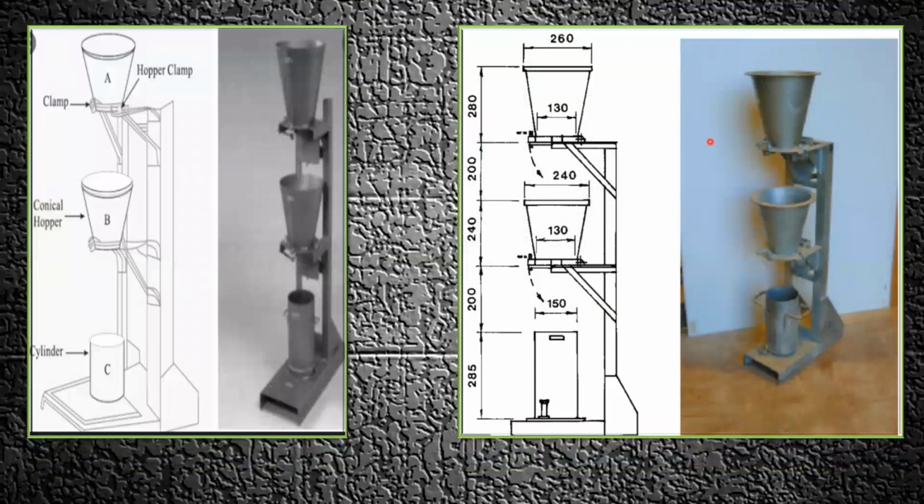This is how the instrument is going to look. We'll be having two hoppers here. This is the first hopper, this is the second hopper, and then you have a cylinder here, right? So this is how it looks, and if you want to write in terms of dimensions you can do it in this way, right? Practically this is the instrument we have in the lab to determine the compacting factor test. Now coming to the procedure part, we'll see what the procedure is all about.